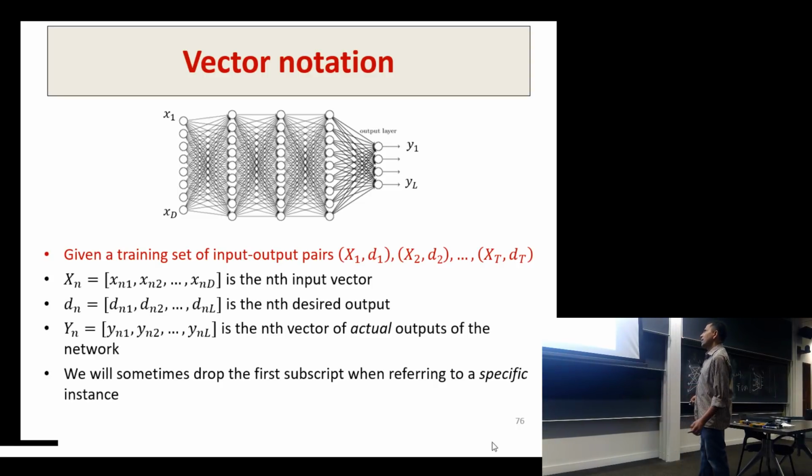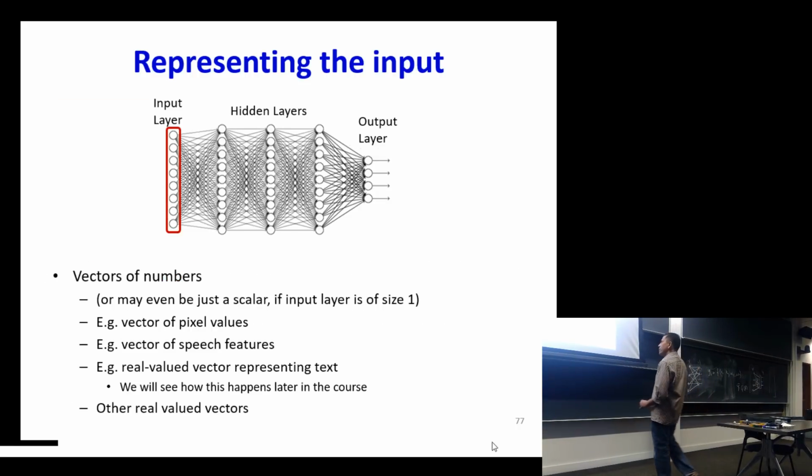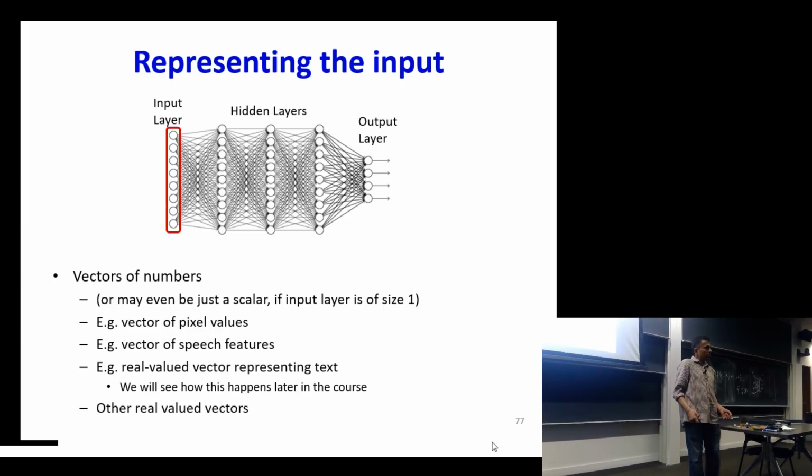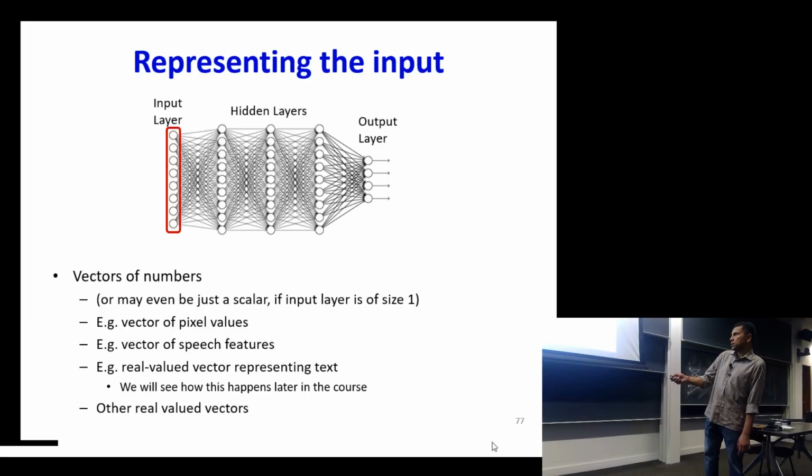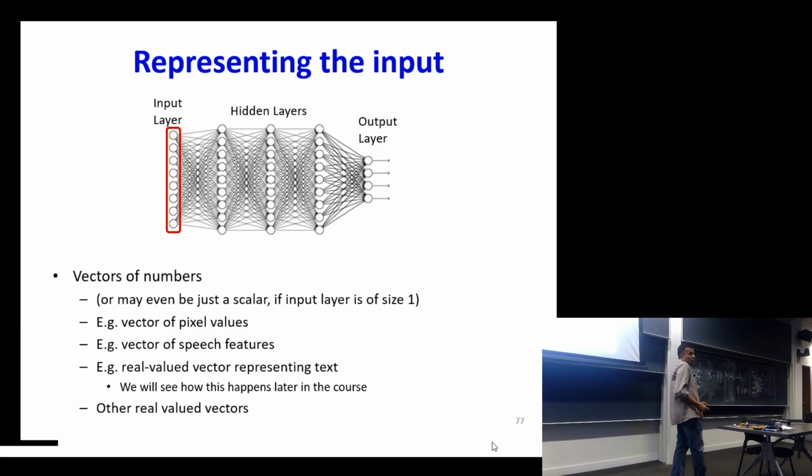So now, what about the input? The input is just a vector of numbers. Like if I'm analyzing pictures, it could be a vector of pixel values. Or if I'm analyzing speech, it could be a vector of speech features. Or if I'm analyzing text, it could be a vector of real valued numbers representing text. We will see how these numbers could be derived later. And other real valued vectors.